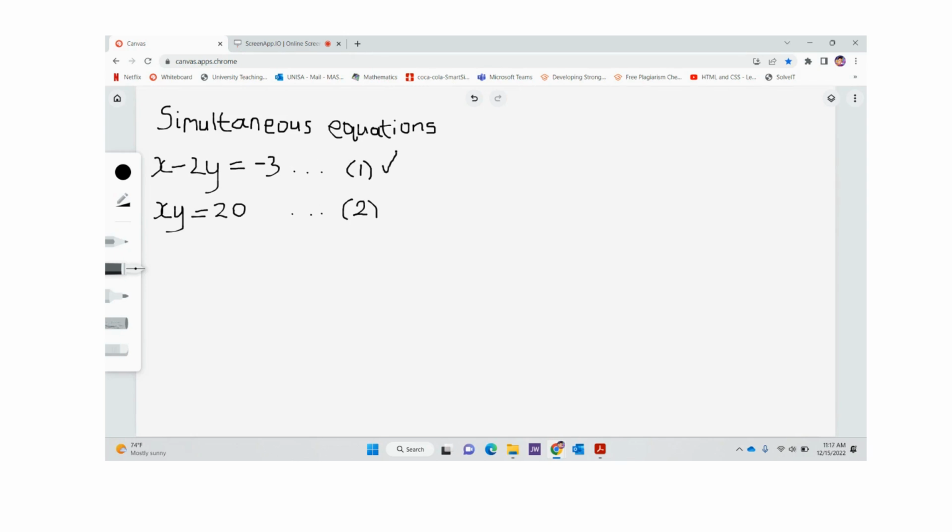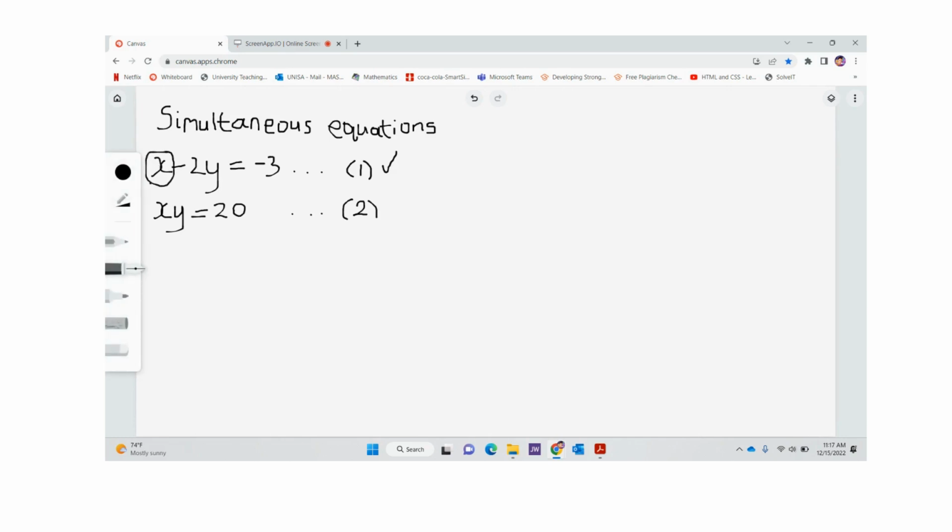So from equation 1, we can try to make either x or y the subject, but because y has a coefficient 2, that will also create a fraction. So anything to avoid fractions. If they are unavoidable, then good. But for now, it's possible not to have a fraction. So that means we can opt for making x subject of the formula.